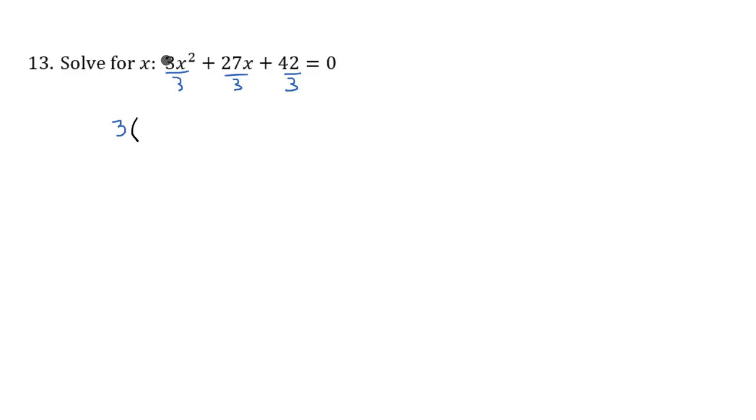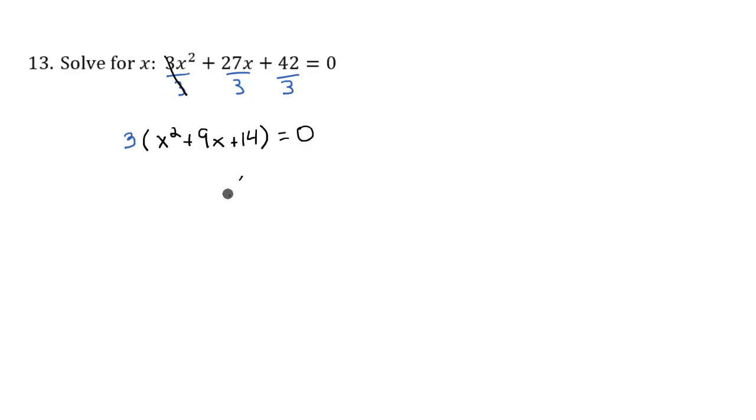3 over 3 cancels out. We're just left with the 1 there. We're left with then x squared. 27 divided by 3 will be 9, and then I still have an x. And 42 divided by 3 is 14, which all equals 0. Now we can factor this trinomial. So let's just keep this 3 out in front.